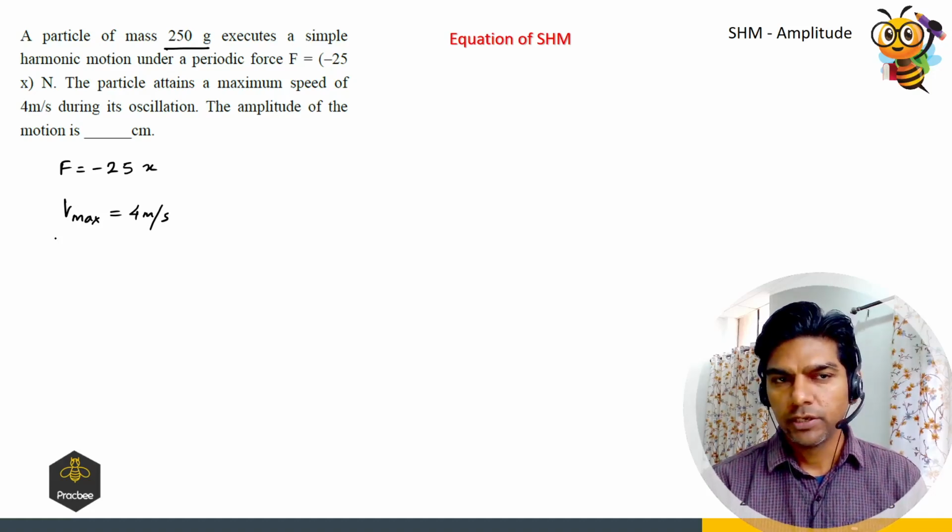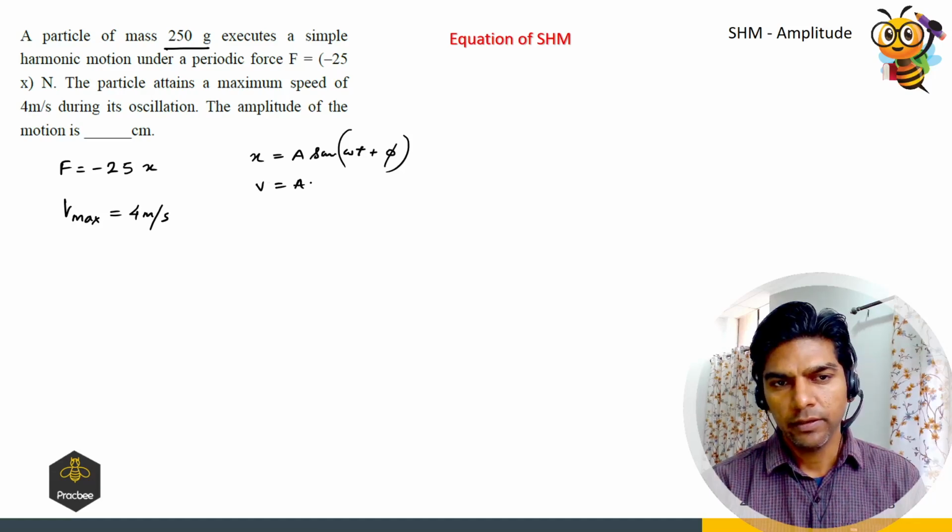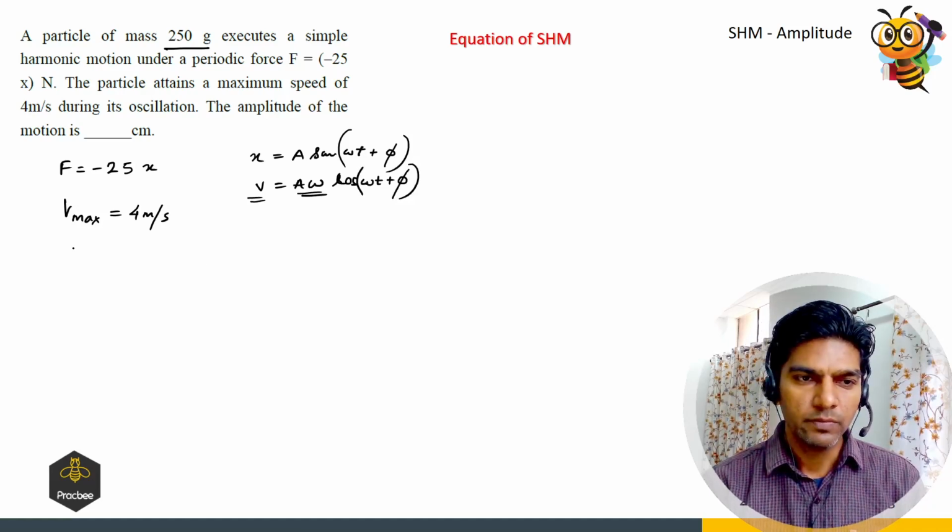Okay, let me just tell you, v max is nothing but, if you remember the equation, x is equal to a sine of omega t plus phi, then v is a omega cos of omega t plus phi. So the maximum value of the velocity is nothing but a omega. So v max is nothing but a times omega.